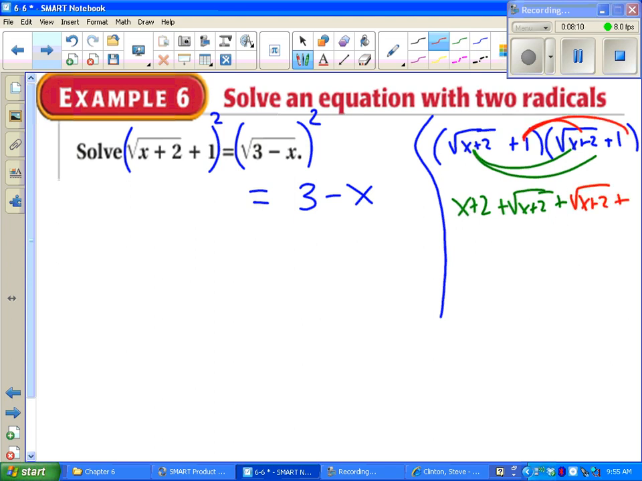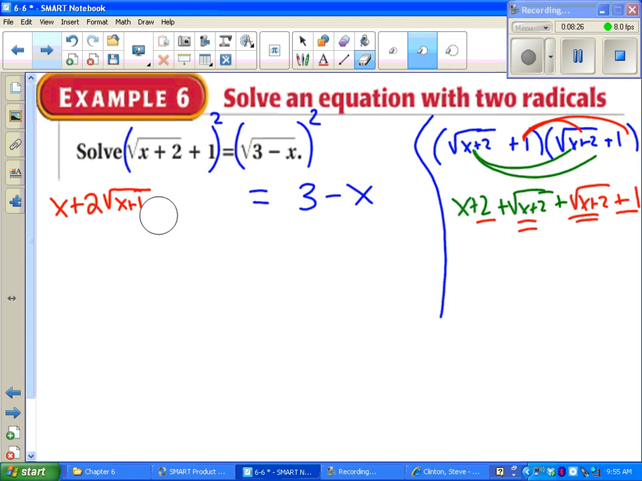Plus 1. So if you notice, we got some like terms here. We really end up with x plus 2 square root of x plus 2 plus 3. So, does that look messy enough? I think so. We're going to still need to get rid of that square root.